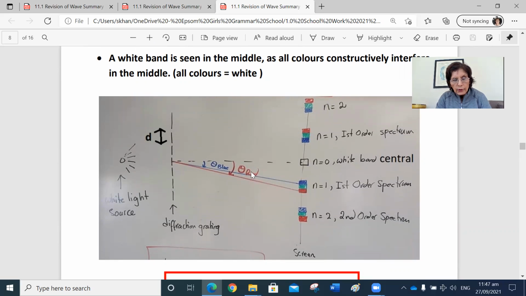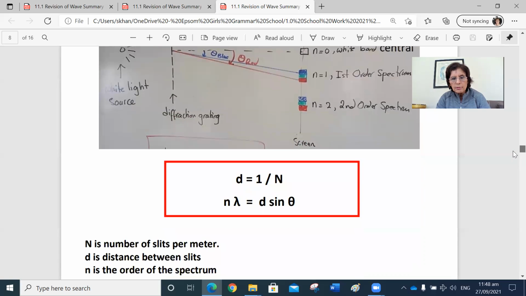If you have to find at what angle the red band will be formed, then we measure this angle from here to there. If you're asked to find at what angle the bright blue band is formed, then you measure this angle from there to there, but n will be 1. The formula is the same as we used previously, n lambda is equal to d sine theta, but lambda will be that of red light or blue light.